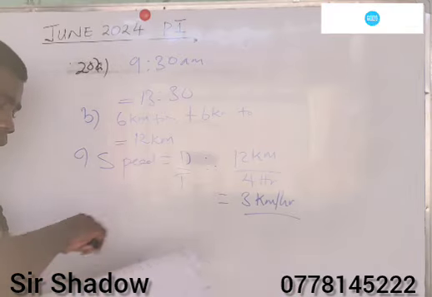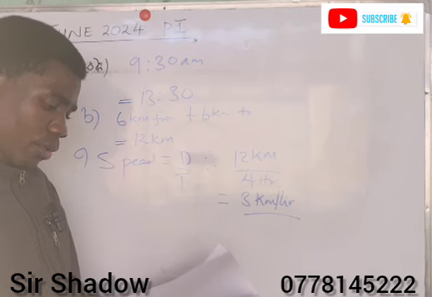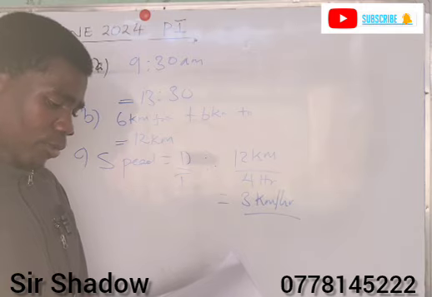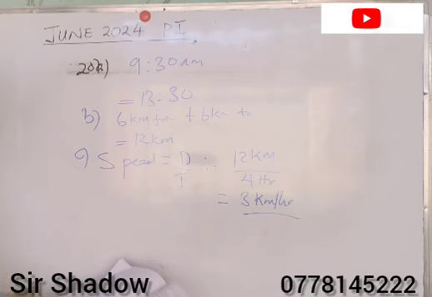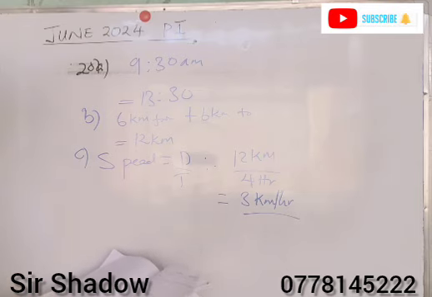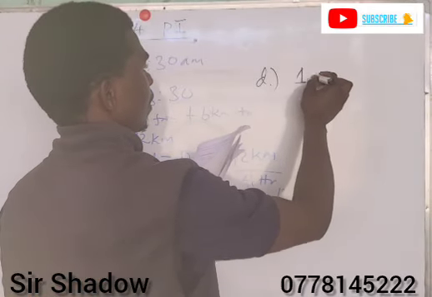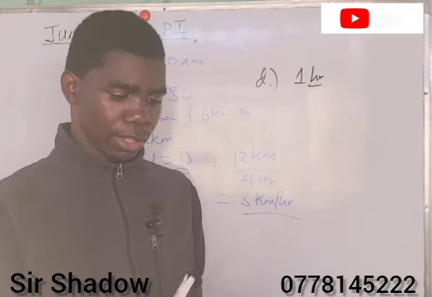Then the amount of time the man rested. So the man rested from what time to what time? The man rested from 2 to 3, meaning that the man rested for about 1 hour. So this is part G. The man rested for about 1 hour. I'm sure you are using the diagram in your question paper. Then let's move on.